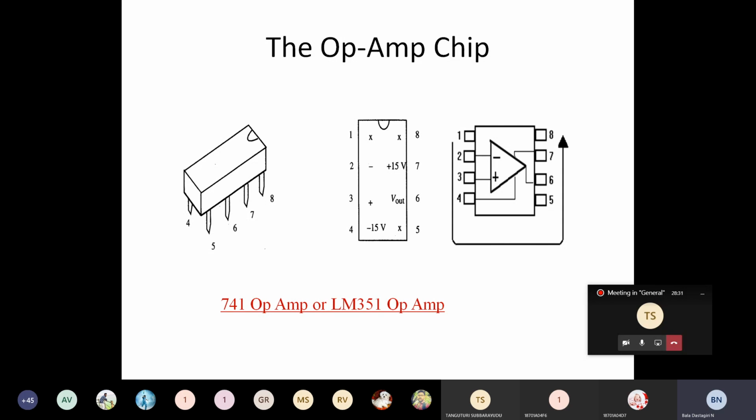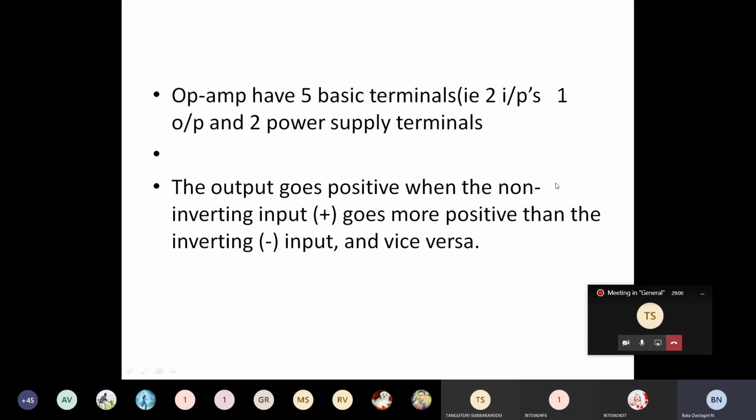Okay, if you keep the IC op amp straight in front of you, it will look like this. The terminal numbers will be like this: 1 2 3 4, from top left to bottom left. After that, the fifth pin starts from the bottom right to the top right. So like this, 4 5 6 7 8. This is the IC which we are going to use in the lab.